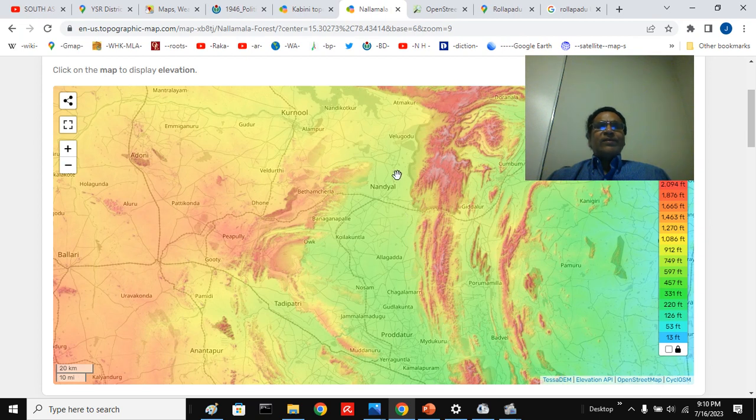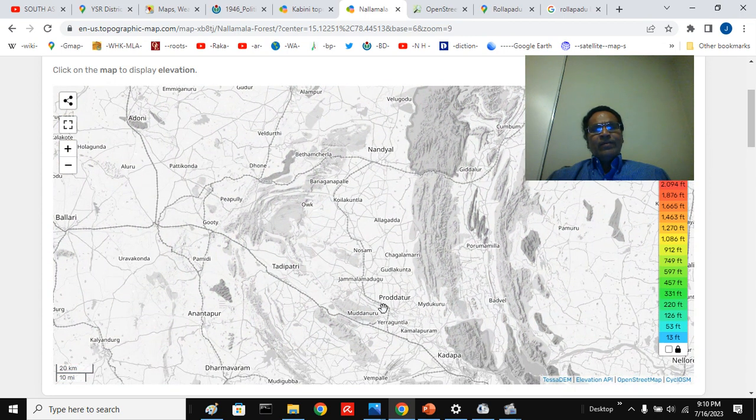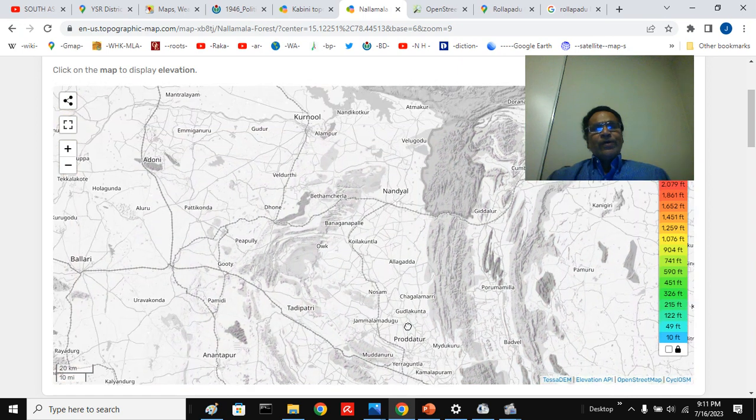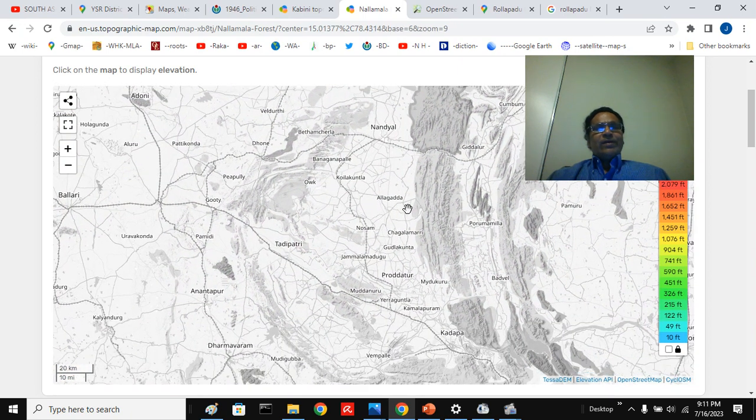The western part is essentially this part: Brahmanakotkur, Nandikotkur areas, and Panyam is here, and Banganapalli overlooks the valley, and Owk and Kolimigundla. So you can say Nossam and those areas are also part of the valley, and some parts of Jammalamadugu. So those are the regions.